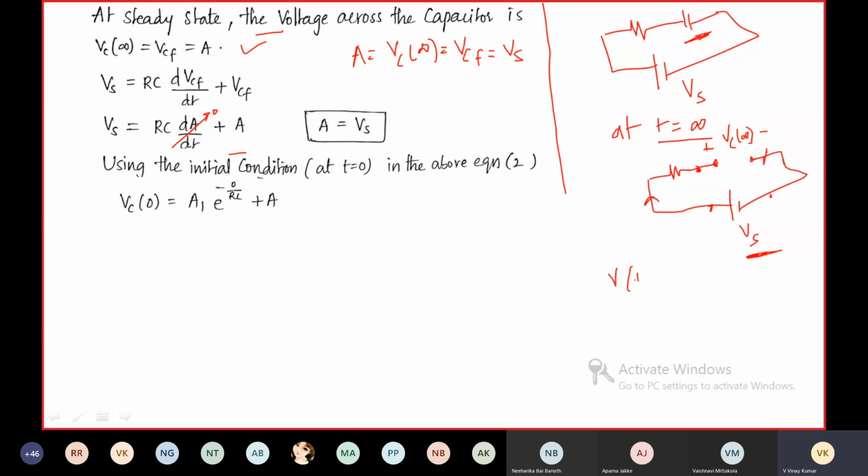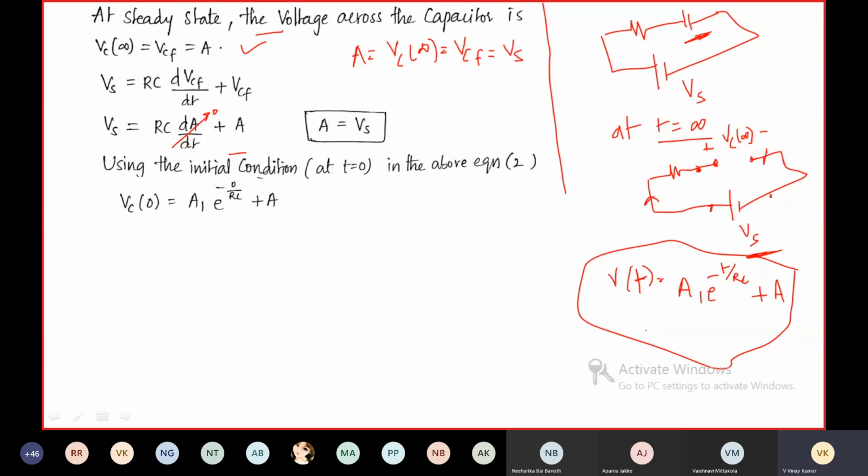Vc of t is equal to a1 e power minus t by RC plus a. This is the complete solution for the non-homogeneous differential equation. So in this equation, you use the initial condition.